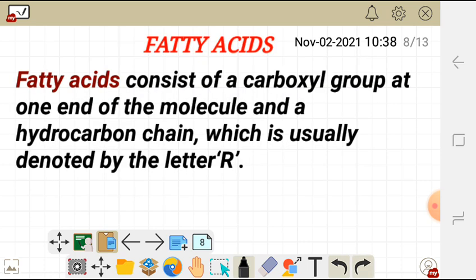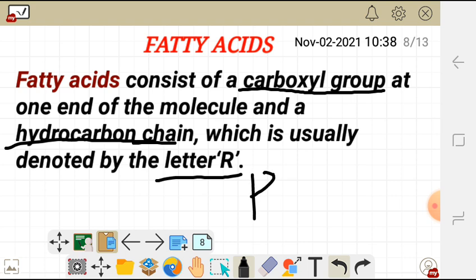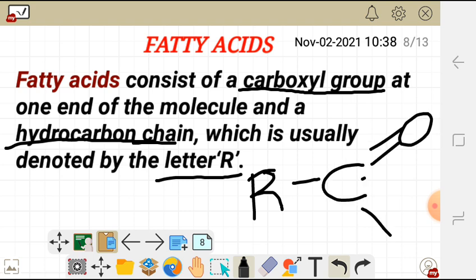Let's look at the fatty acids. Fatty acids consist of a carboxyl group at one end of the molecule and a long hydrocarbon chain, which is usually denoted by the letter R. So you can simply draw a fatty acid by representing the hydrocarbon chain with the letter R and a carboxyl group at the other end.